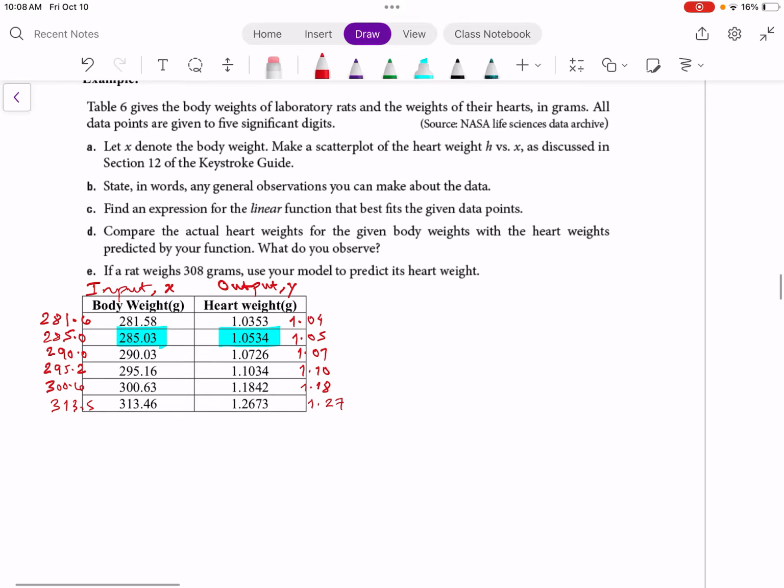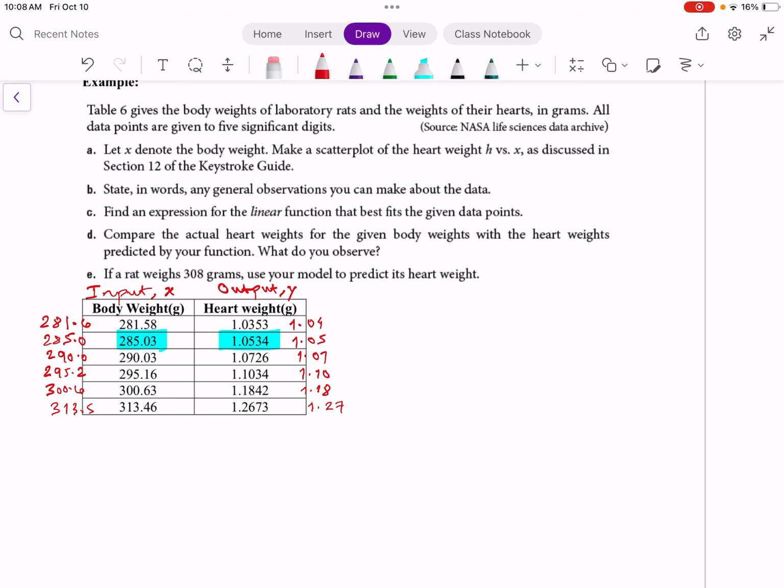So here we have our input, output. Now input and output together. So we have x, y together. It is a point, right? So let's write down our x and y together. So our x is 281.6. Y is 1.04. This is 1 point. Similarly, 285.0 and 1.05. This is our second point.